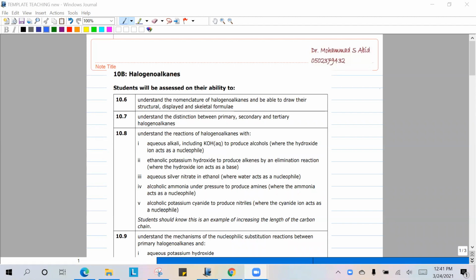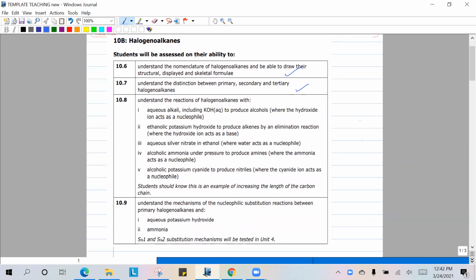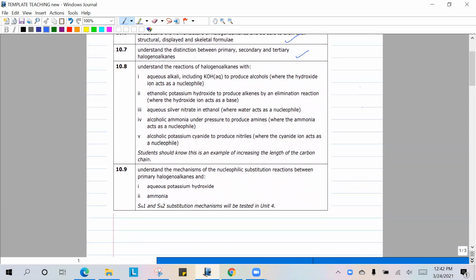So last time we were talking about haloalkanes 2, where we discussed this part, that is 10.6. We discussed this thing, and now we move on to haloalkanes 3. We already started with the reactions where we did this one, the aqueous KOH, and we also did the reaction with the hydroxide in alcoholic medium.